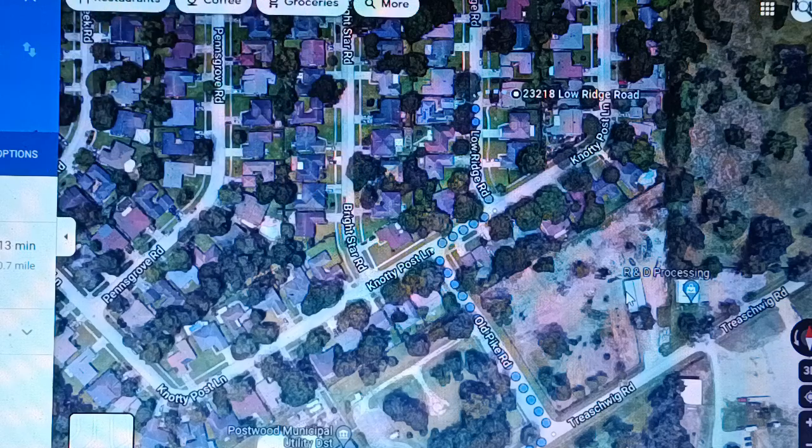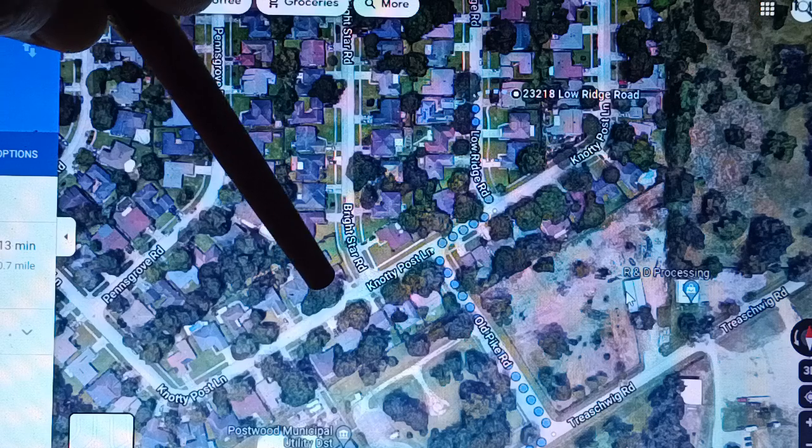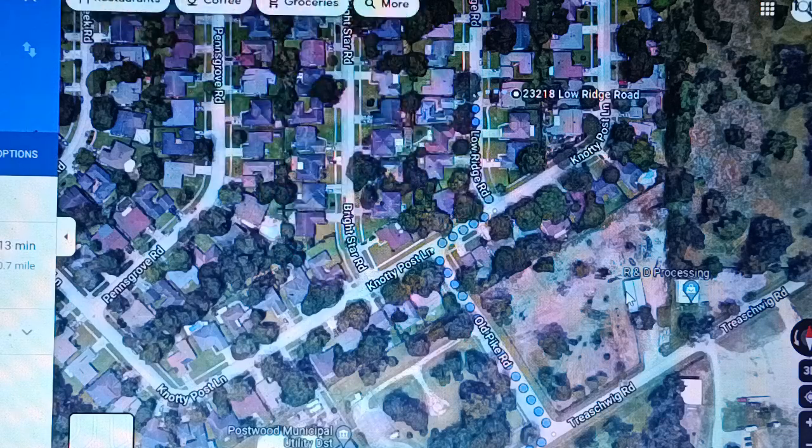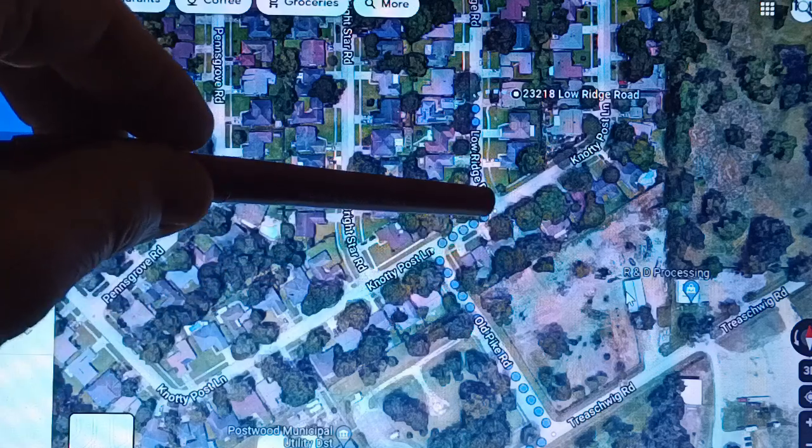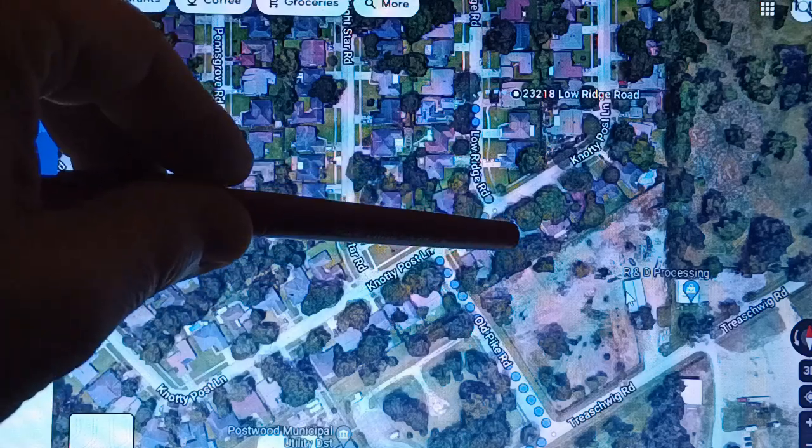So we have Pensgrove Road way over here on the side of the screen. Then we have Bright Star Road, and then we have Low Ridge Road, which is where the Lowitzers lived. Once again, you can see that up there. So the bus would pull in. Of course, the school bus door would be on the right side. So door opens, students get out.